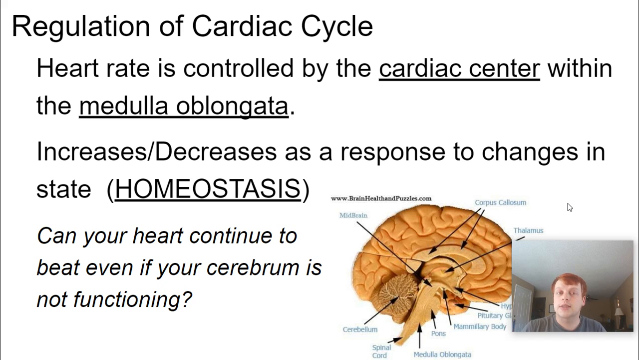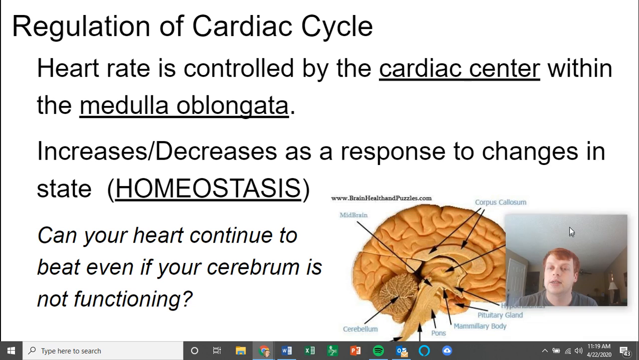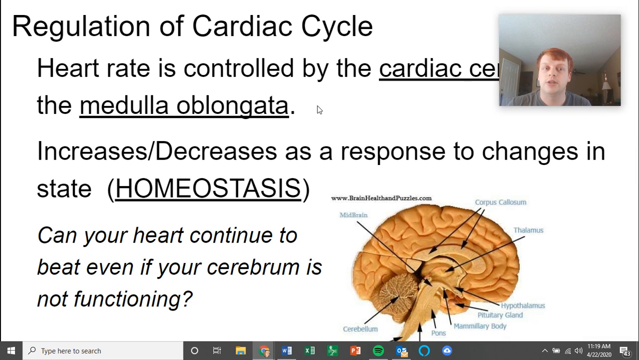Now, our cardiac cycle is actually controlled by our brain, right? There's a cardiac center in the medulla oblongata, which is a part of the brain. You guys looked at brains when we did our sheep brain dissection. And it increases and decreases as a response to changes in state in our body or external factors. We've talked about this before. It's a process known as homeostasis, when we're returning to our normal.